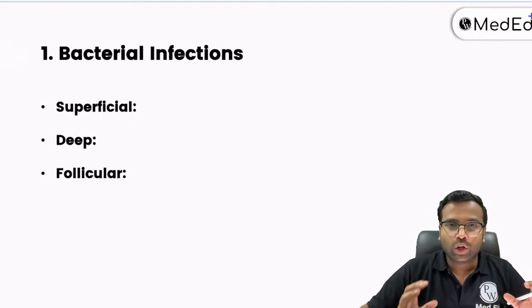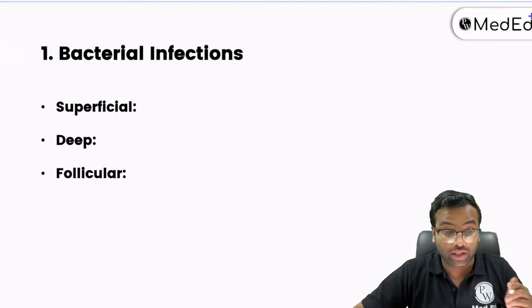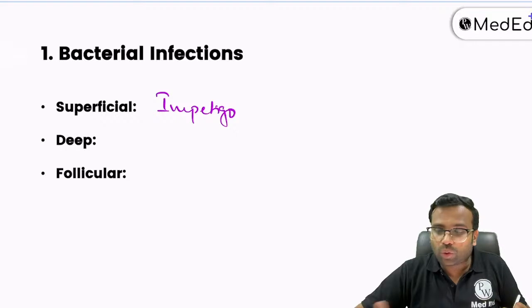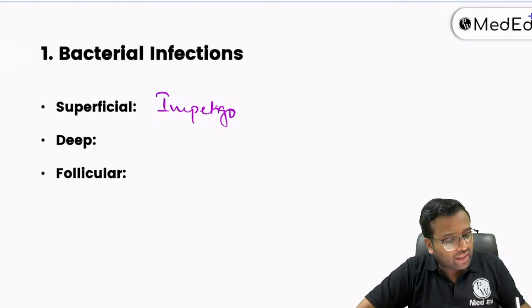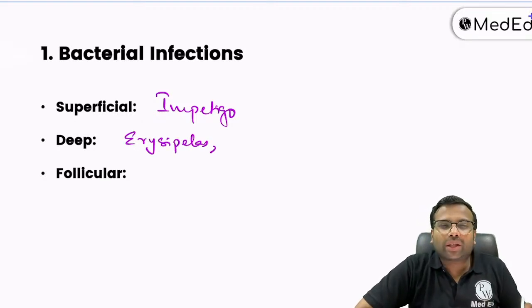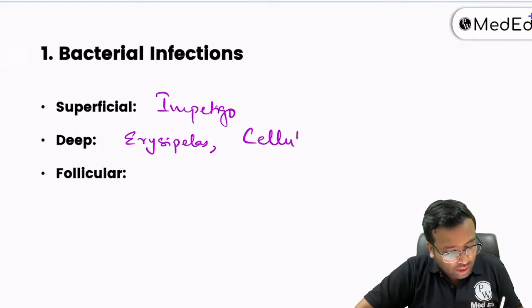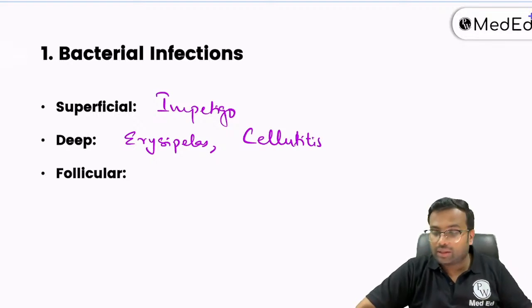To be more specific, golden yellow honey colored crust. What comes to your mind? This can be a superficial infection, like it can be an impetigo, isn't it? So this can be an impetigo. Sometimes this can be even deeper. So when we go a little deeper, it can be something like erysipelas, isn't it? So when the patient is complaining that I cannot move my lower limb and there is a high grade fever, then we start thinking about something more deeper, that is cellulitis. That can be another possibility.